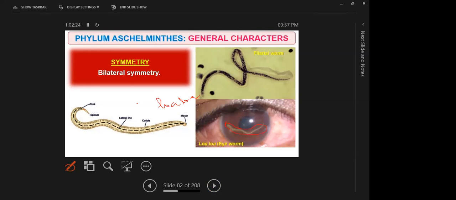Ma'am, this is also tissue level? Organ level. Organ system, no, organ level. Organ system comes from Annelida, actually. So you can see wherever an opening is there, that is the front end, which we call mouth, because the body is not differentiated into head, thorax, abdomen, isn't it? So here, wherever the anus is, that's the back end, the posterior end. So this is how it is.